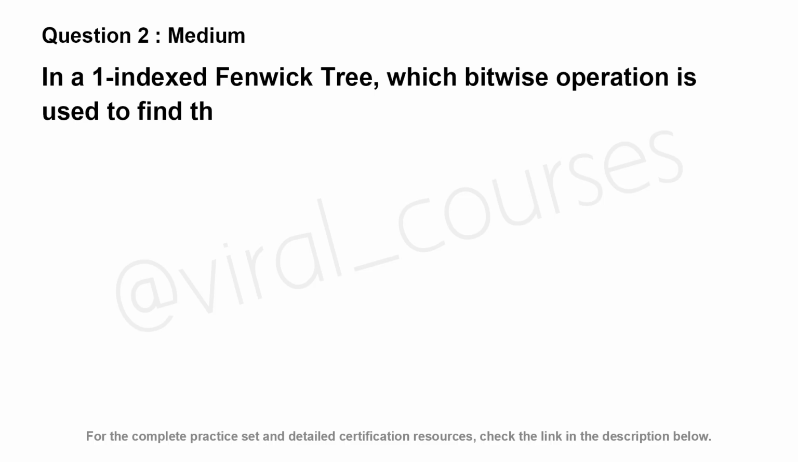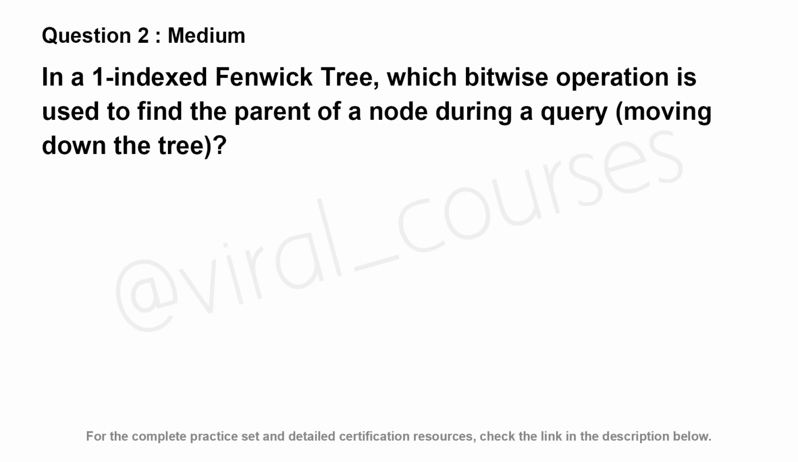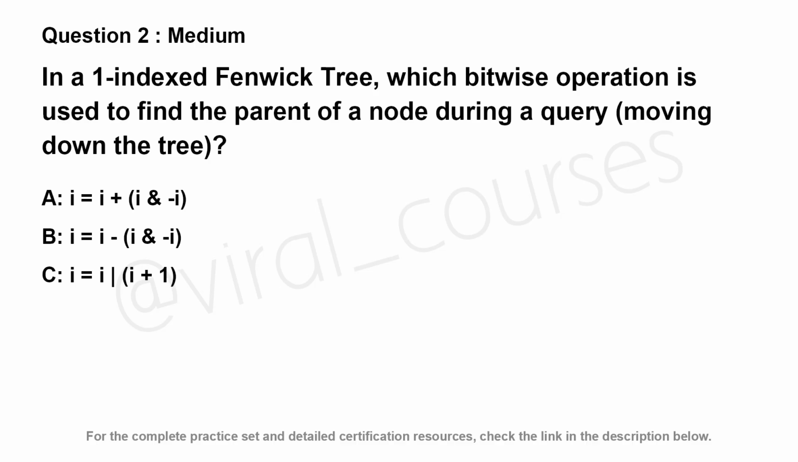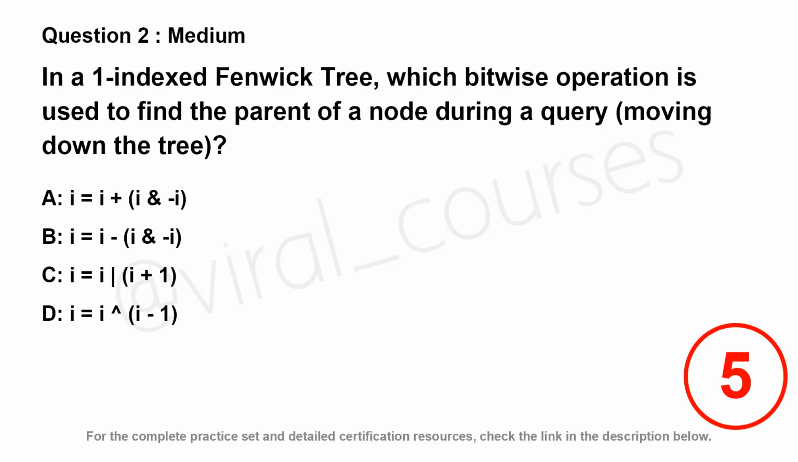In a one-indexed Fenwick tree, which bitwise operation is used to find the parent of a node during a query, moving down the tree? Option A, i = i + (i & -i). Option B, i = i - (i & -i). Option C, i = i + 1. Option D, i = i ^ (i - 1).